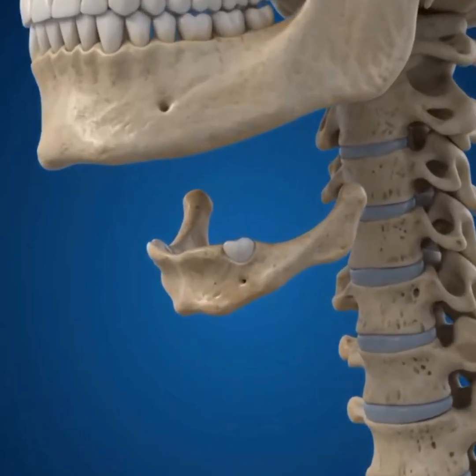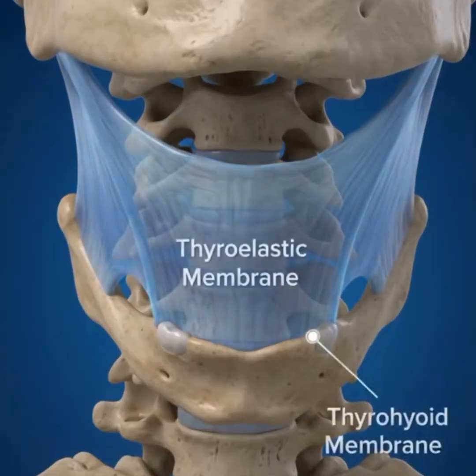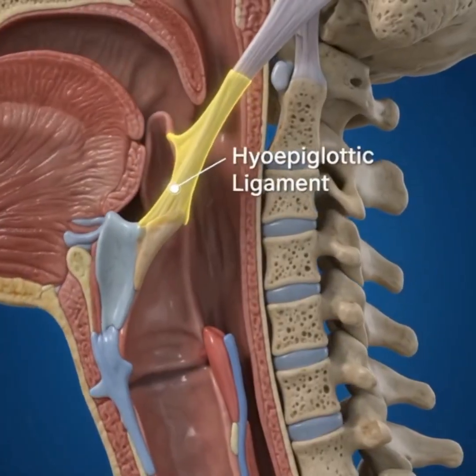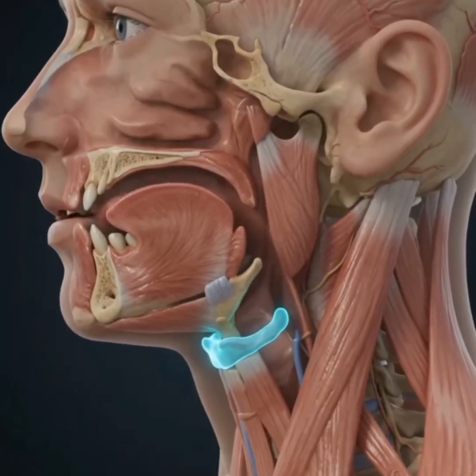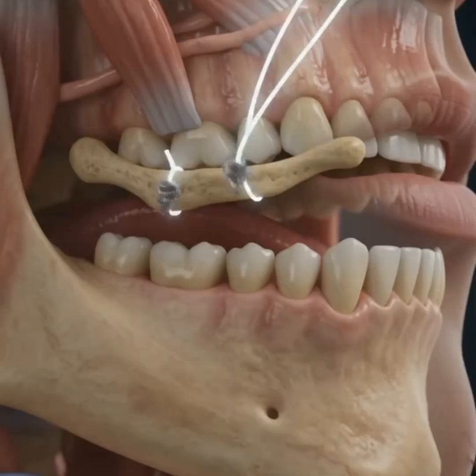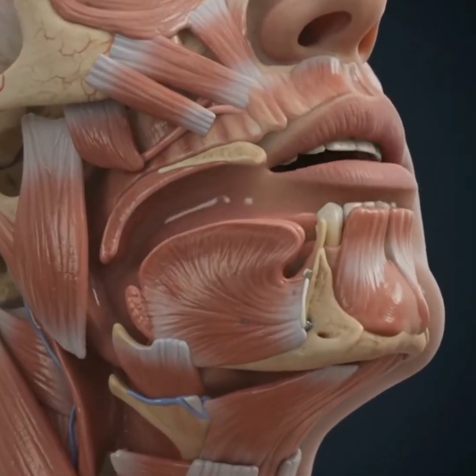The hyoid is supported by critical ligaments. The stylohyoid suspends it from the temporal bone. The thyrohyoid membrane connects it to the thyroid cartilage. The hyoepiglottic helps pull it closed during swallowing. The hyoid bone is vital for an open airway. In sleep apnea, the collapse occurs behind the tongue. Hyoid suspension secures this bone forward. This procedure prevents airway collapse during sleep.